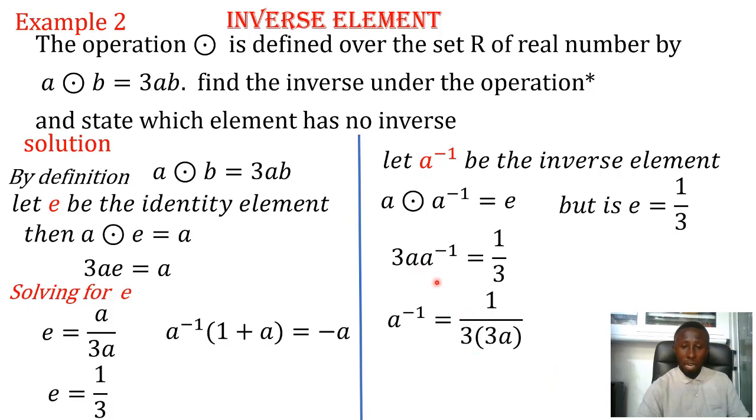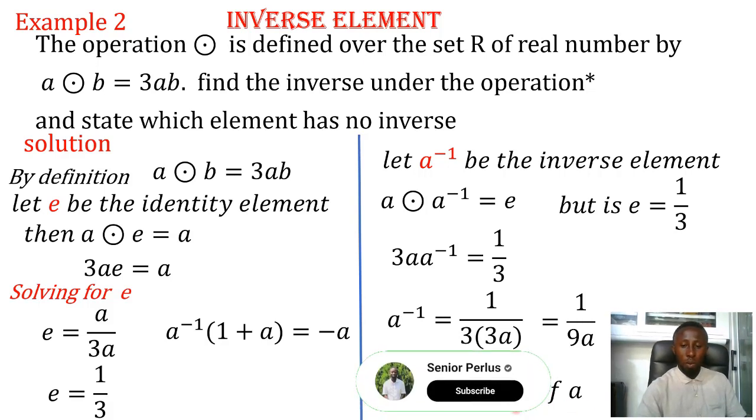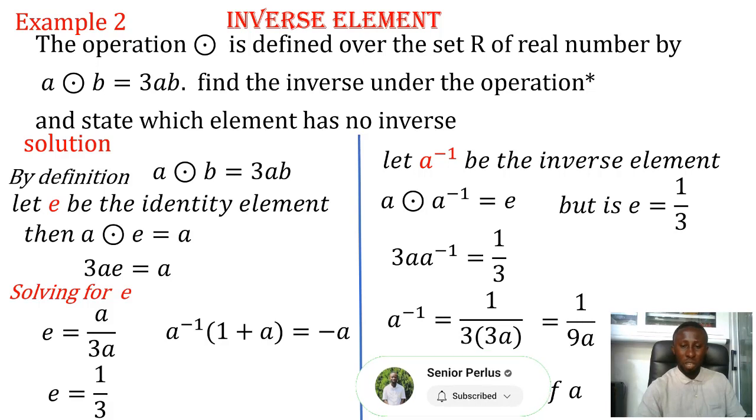So like we said earlier, we divide both sides by 3A. We divide it by 3A, then divide by 3. That's why we got 3 times 3A. If you multiply it, we got 9A. So therefore, our inverse element is this. So state which element has no inverse. Its inverse is this. So if you equate this to 0, what will be our A? This one, it has no inverse.